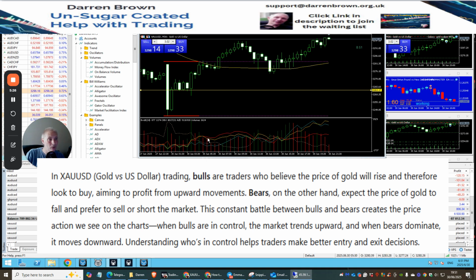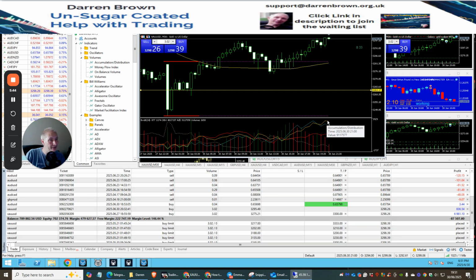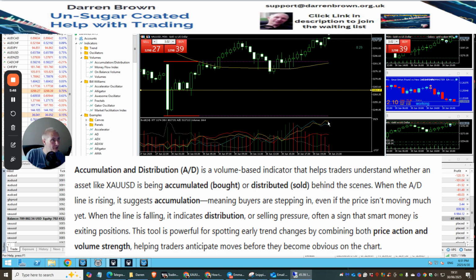Now the other ones that I've got inside here is the volume control. This is the volume here, and there is also on balance volume, and there's another one which is accumulation and distribution. Okay, now what I wait for, you can just see that this just tweaked a little bit, I wait until these peak up. If these start to peak up and this peaks up and this peaks up, this gives me confirmation that the market is going to go up.